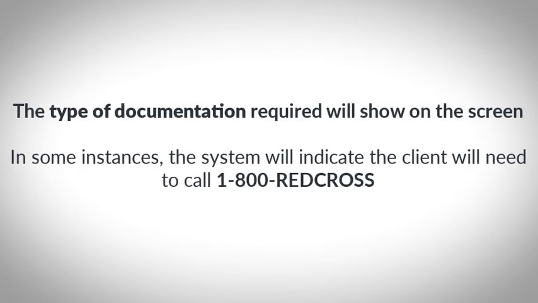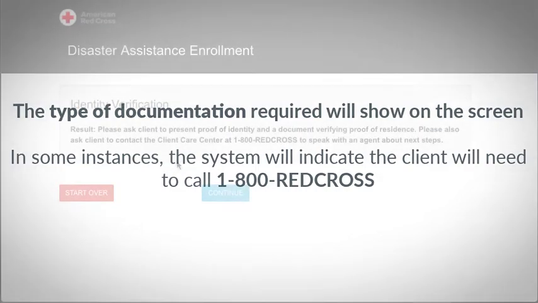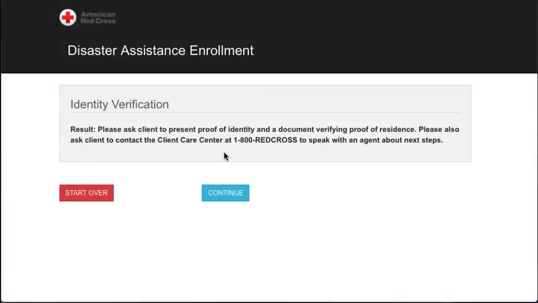The type of documentation required will show on the identity verification screen. In some instances, the system will also indicate on the identity verification screen that the client will need to call 1-800-RED Cross regarding their application. Click Continue to move on to the screen where you can verify or upload documents.